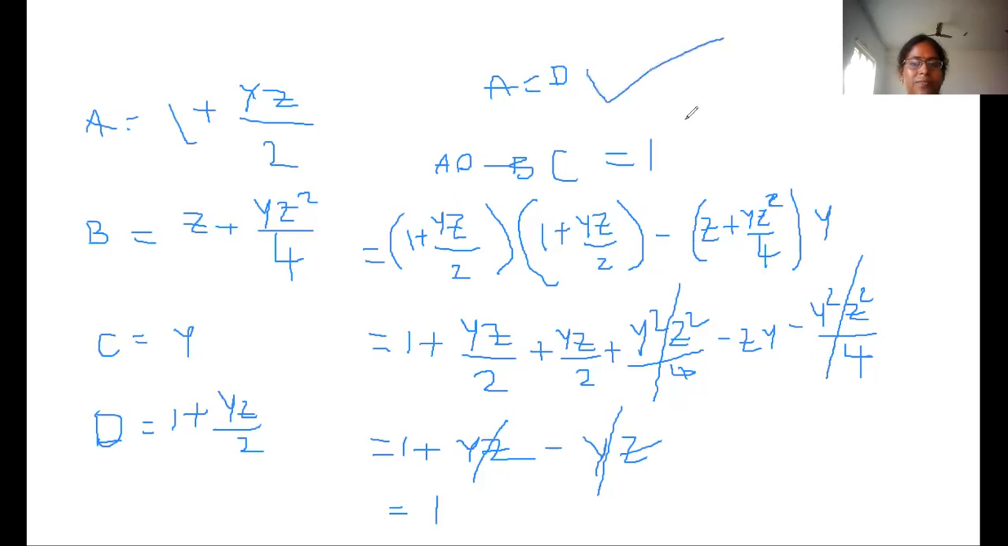This can be satisfied. And the second condition is AD minus BC equal to 1. This condition is also satisfied here. So both conditions are satisfied. So for the medium transmission lines, the ABCD parameters calculation is done.